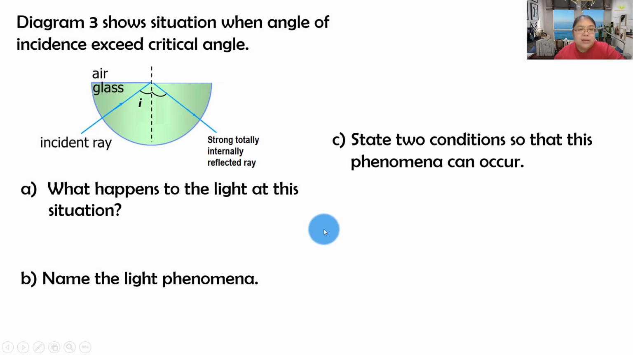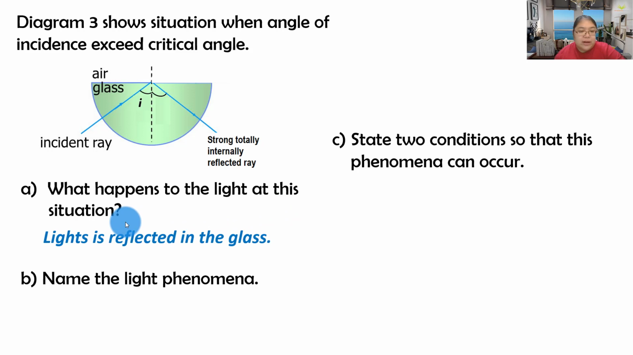Okay, now we go to answer this question about total internal reflection. They ask about this situation: the angle i exceeds the critical angle, meaning already bigger. So what happens to the light in this situation? What will happen is total internal reflection. The light will come back into the glass. This phenomenon we call total internal reflection.